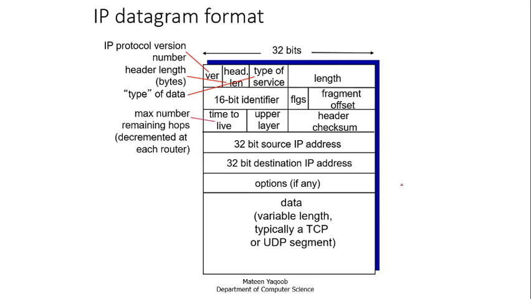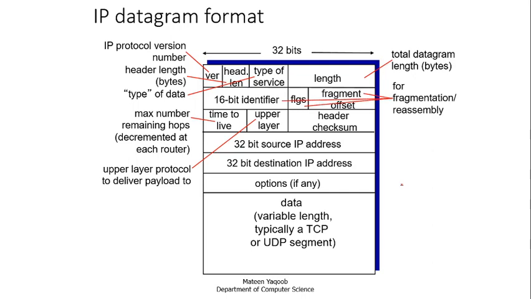Then there is the TTL, or time to live, which will determine for how many maximum hops this packet has to remain alive, and it will decrement after every hop. So if any packet has a TTL of 0, it means it has to be discarded, it means it has become outdated. Then the upper layer protocol field is used to deliver the packet to the upper layer payload, and we have a total datagram length in bytes as well, and these fields are used for fragmentation and reassembly of packets: the 16-bit identifier, flags, and fragment offset.